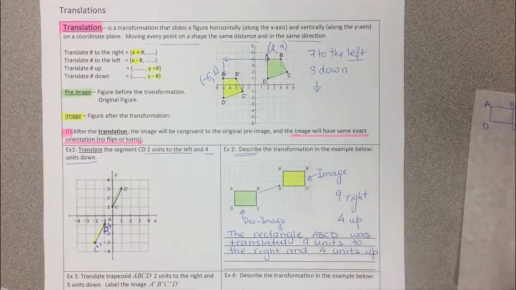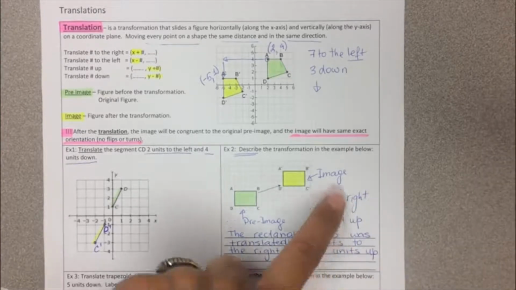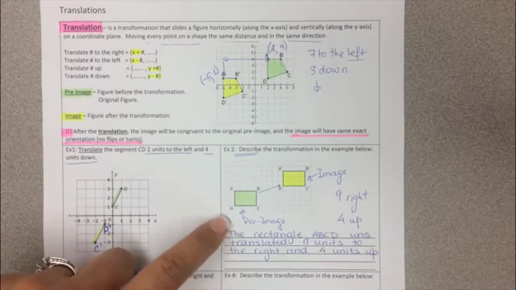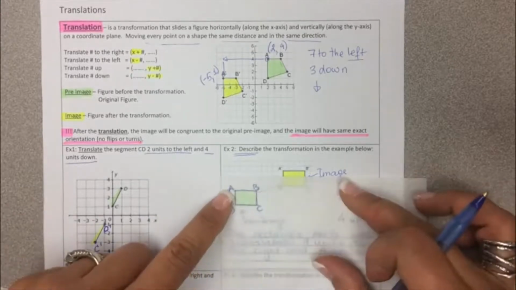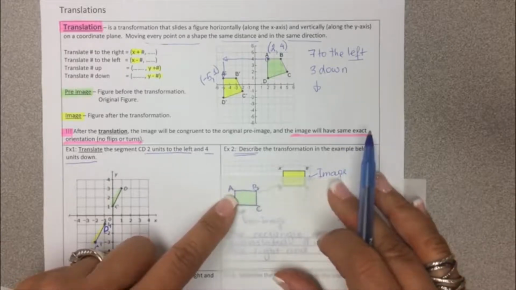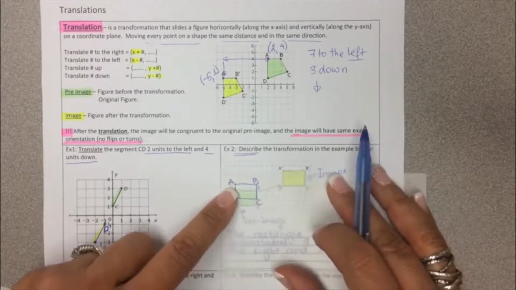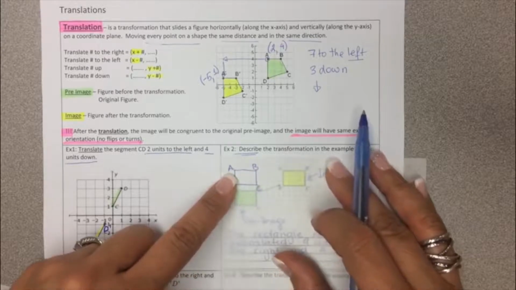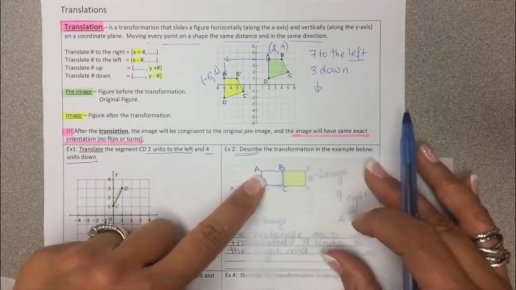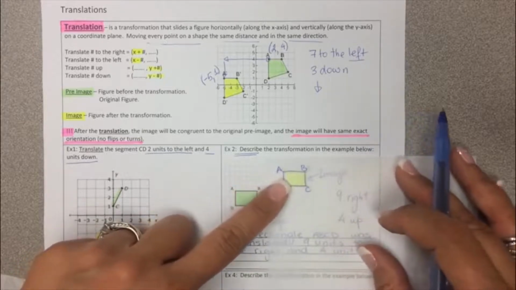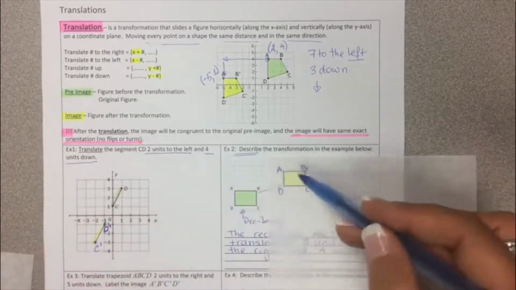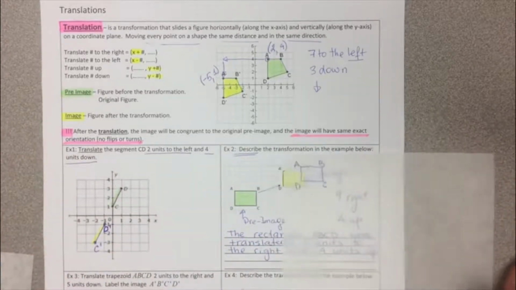And when I said that which direction you give first doesn't matter because you're going to end up in the same location, let's try to show that. So if I say the pre-image A, B, C, D was translated 4 units up, so I go 1, 2, 3, 4, and then 9 units to the right, 1, 2, 3, 4, 5, 6, 7, 8, 9. I'm there anyways. So up and right works just fine.